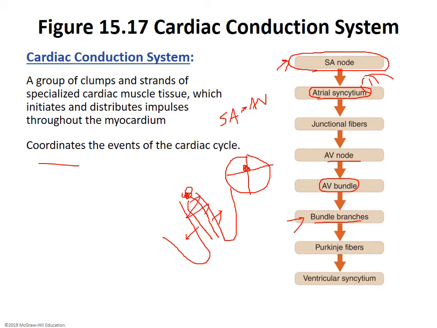Now this is all one band of muscle. Now, once it hits the bottom, it is going to bounce up along the outer walls of the ventricle on things called Purkinje fibers. And so when this hits, it is going to cause all of the muscle to contract, and then it's going to cause the muscle to contract and squeeze the ventricles.